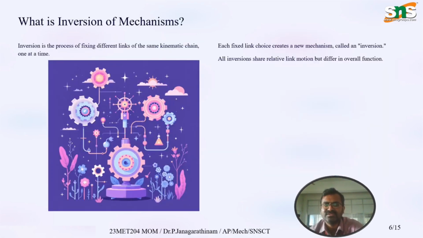So what is the inversion of mechanisms? We have already discussed different types of joints and links, which combined together form a mechanism. When we make some modifications, that is called inversion. Inversion is the process of fixing different links of the same kinematic chain at a time. Each fixed link choice creates a new mechanism, which is called an inversion. We simply modify the fixed points and link positions and implement a new mechanism. That is known as inversion.